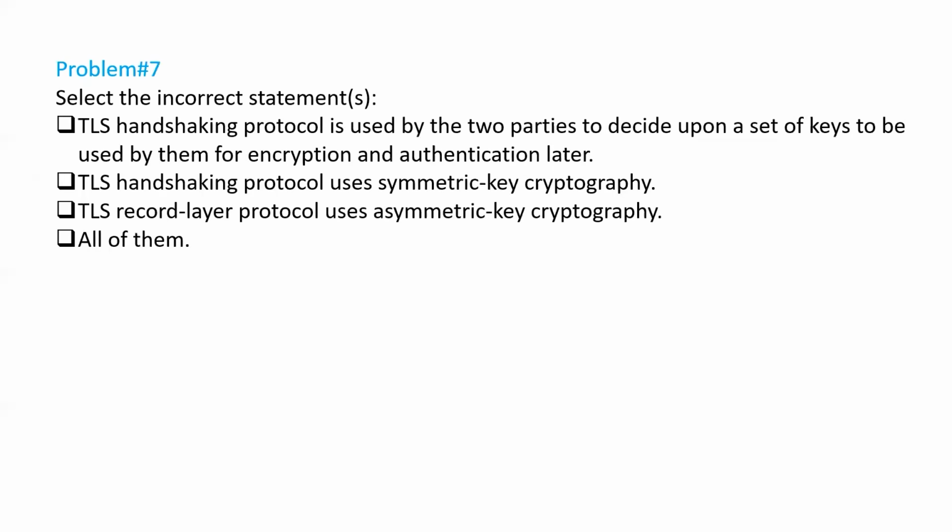Proceeding to the next problem. Select the incorrect statements. TLS handshaking protocol is used by the two parties to decide upon a set of keys to be used by them for encryption and authentication later. TLS handshaking protocol uses symmetric key cryptography. TLS record layer protocol uses asymmetric key cryptography. All of them. If you would like to answer, I will pause for a minute.